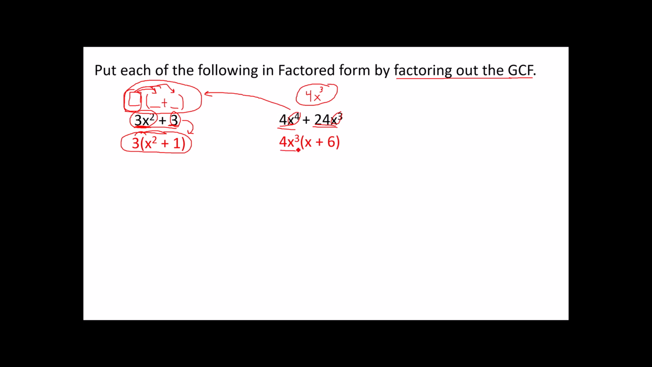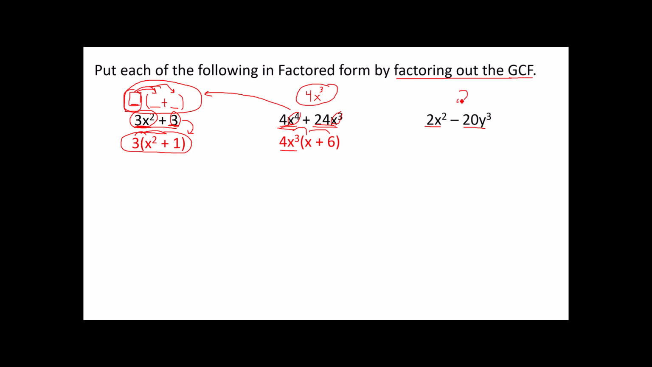That GCF goes on the outside, and I just ask myself, 4x cubed times what gives me 4x to the 4th? 4x cubed times what would give me 24x to the 3rd. See how that works? I'd recommend pausing the video and trying this one on your own. Again, you're looking for what can I pull out of the 2x squared that I can also pull out of a 20y cubed.